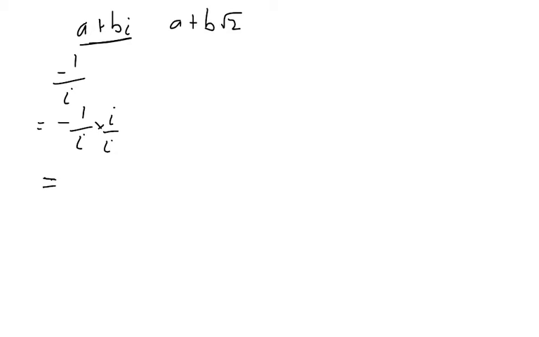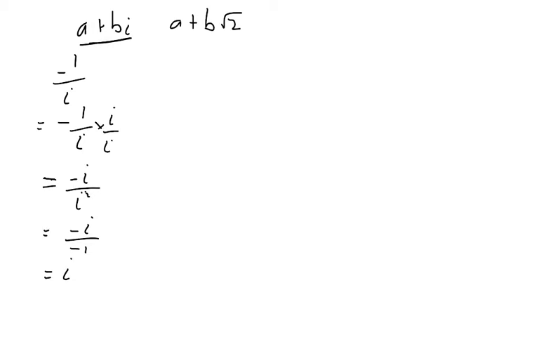So we get minus 1 times i is minus i. i times i is i squared. Now we know that i squared is minus 1, so we've got minus i over minus 1. Well, that's just going to be i. And it's in the form of a plus bi as well. In this case, a would equal 0 and b would equal 1.